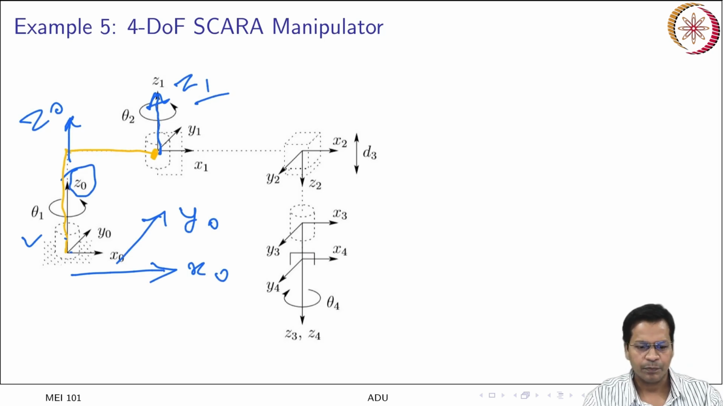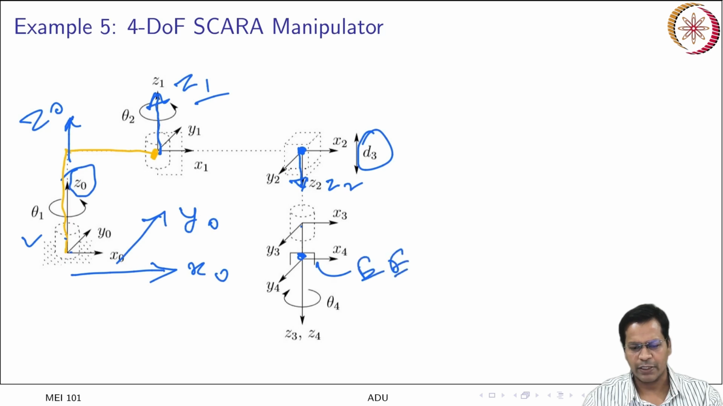That is extended further, and you have a point here where there is a prismatic joint that can go up and down. So this is your Z2. I am placing all the Z's now. This can go up and down, making a point which is the end effector point, and this has a frame which is put here, that is the fourth frame.